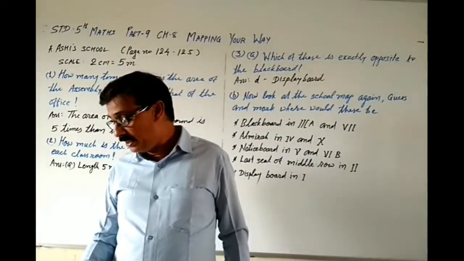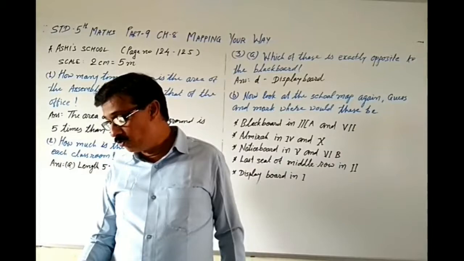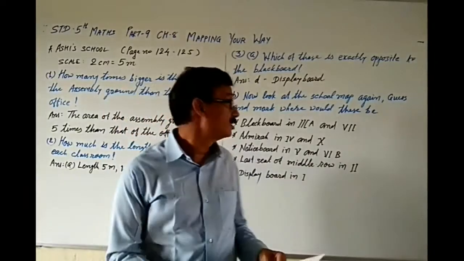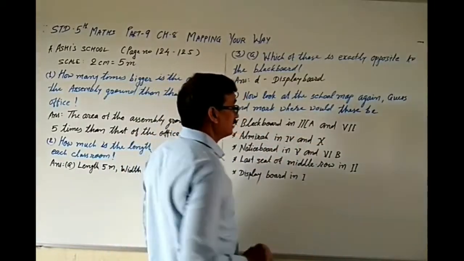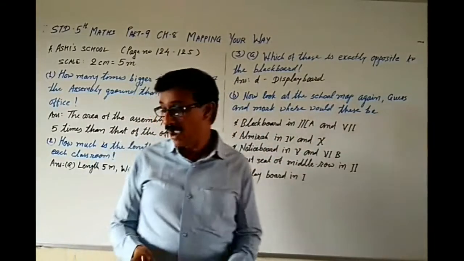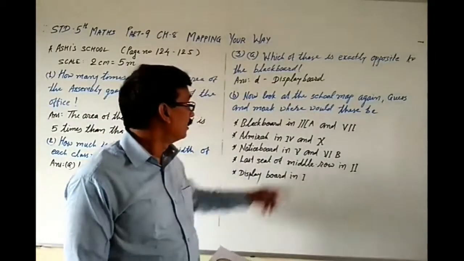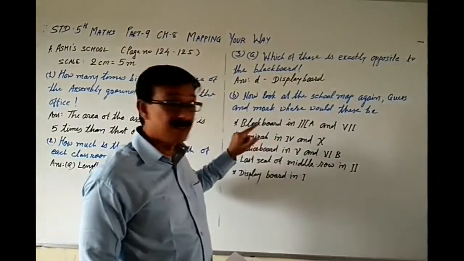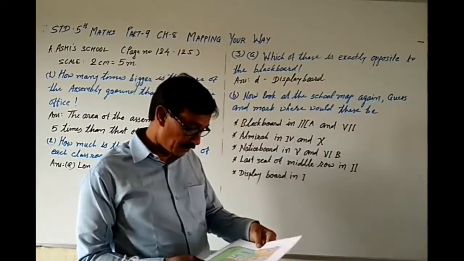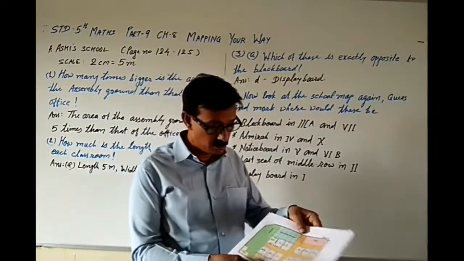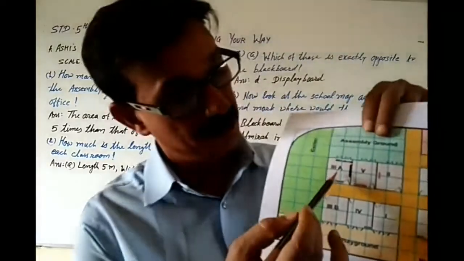Now look at the school map again. Guess and mark where this would be. Suppose the blackboard in 3rd A and 7th. First of all, find out where the classrooms 3rd A and 7th are, and where the blackboard could be in them. First we have to find 3rd A. See, 3rd A is somewhere over here.